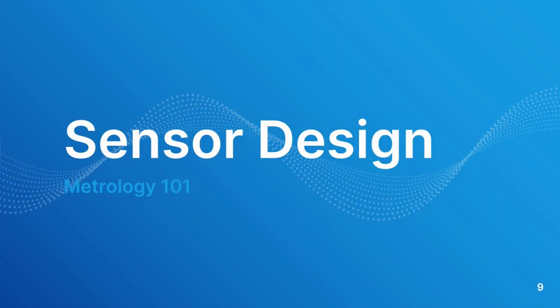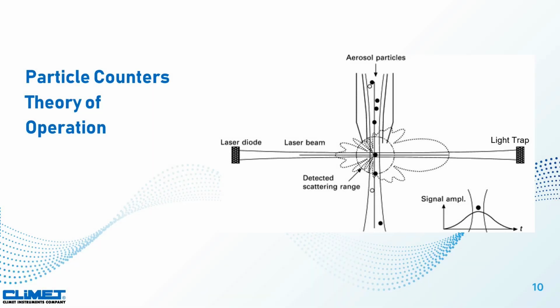Next, we will discuss Climate's unique sensor design. Aerosol particle counters actively draw air into the instrument. This air column intersects a laser, and this intersection is called the view volume. When the laser strikes a particle in the view volume, light is scattered in all directions.